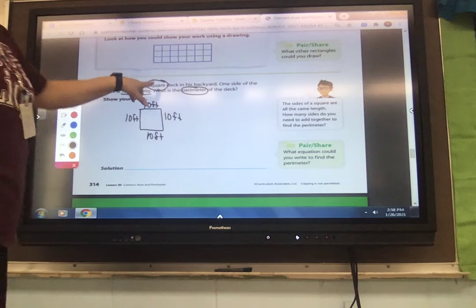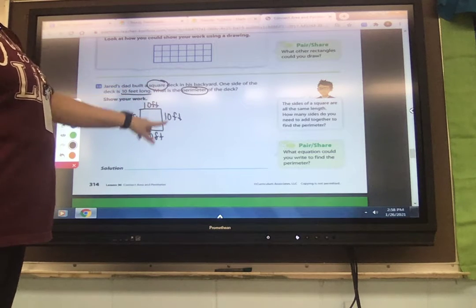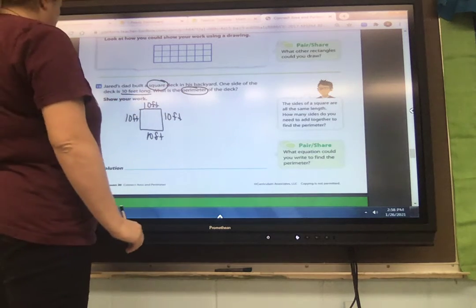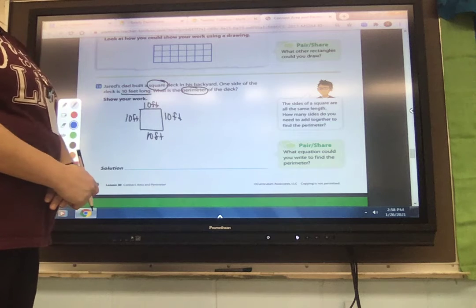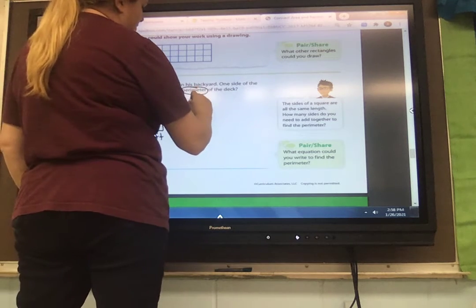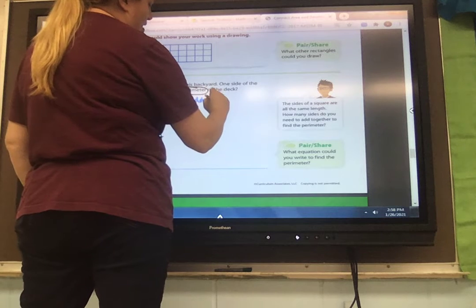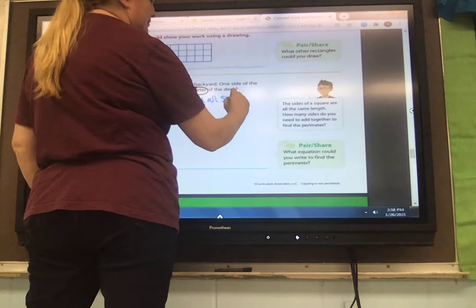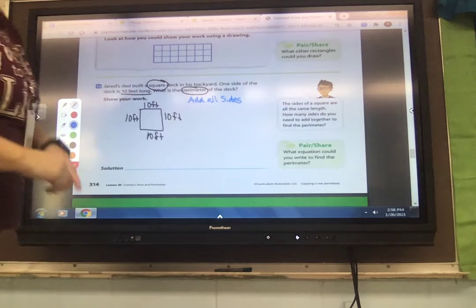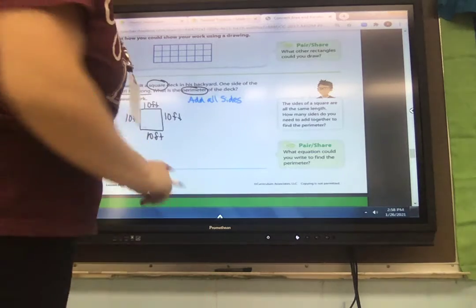So we've got a square. We've got 10 feet long on every side. Now we want to find perimeter. Remind me how we find perimeter. We add all our sides. So I'm going to write add all sides. Add all sides, okay? So let's do that.